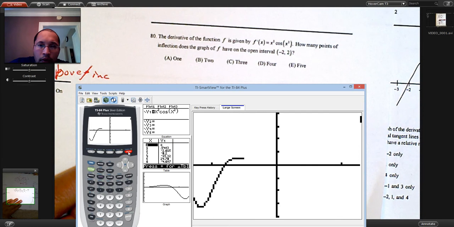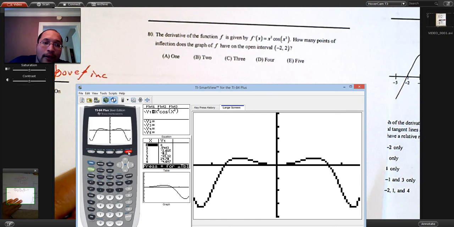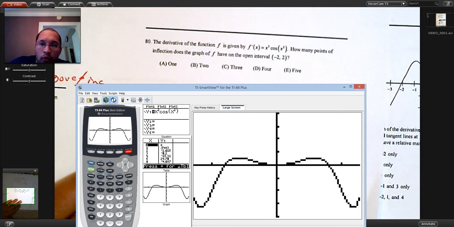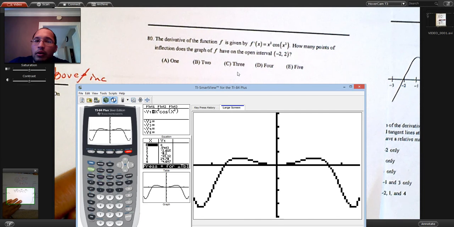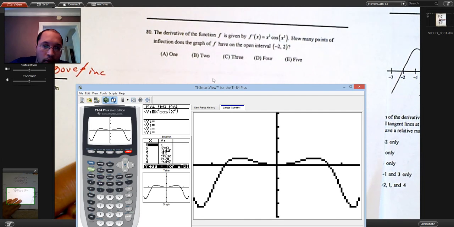Alright, how many points? Now remember, we're looking at the derivative. So the second derivative is based off the derivative's slope. If we're looking for a point of inflection, we're not looking for where the concavity changes, now we're looking for where the slope changes. So look, 1, 2, 3, 4.